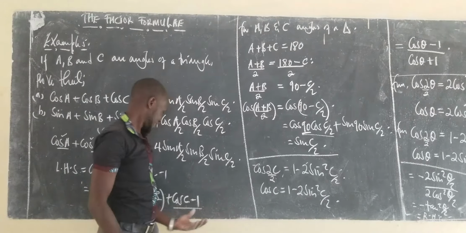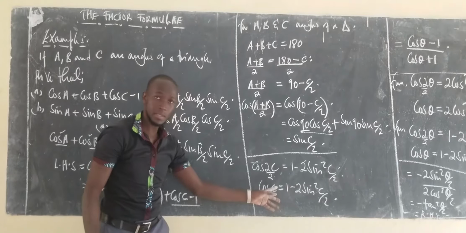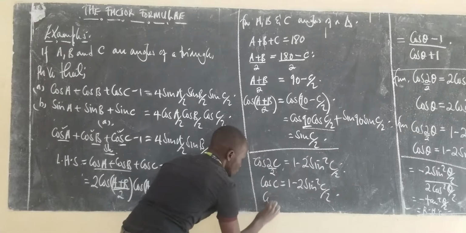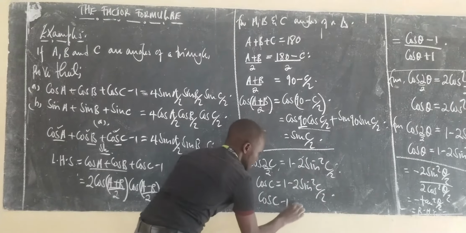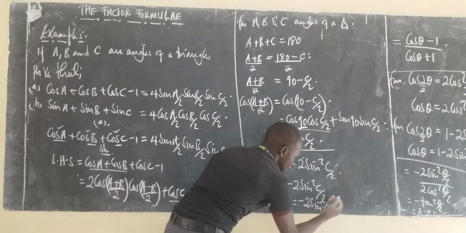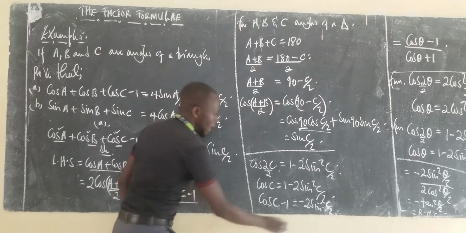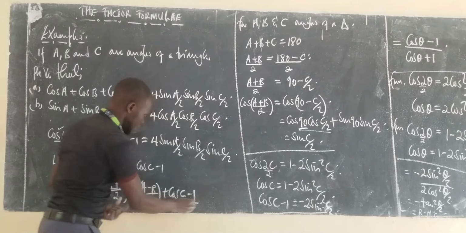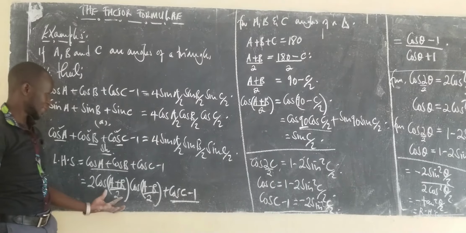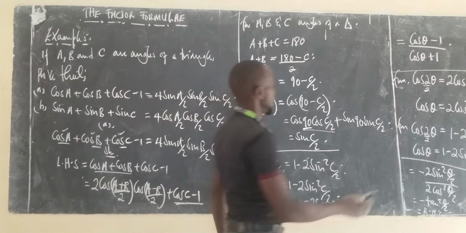Now look at this. Here they've given us cos C minus 1. Get this one, bring it to this side. So you'll have cos C minus 1 giving you negative 2 sine squared C over 2. So you have a substitution for this now. After realizing you have this and you have this, continue. So we shall have.